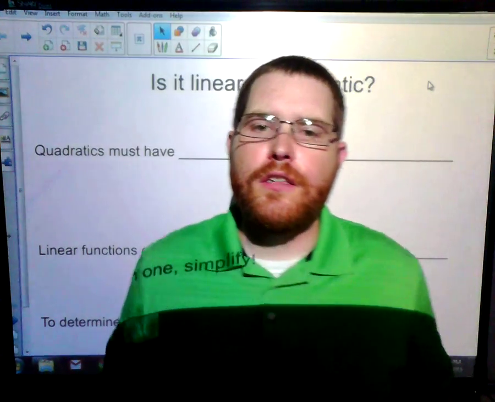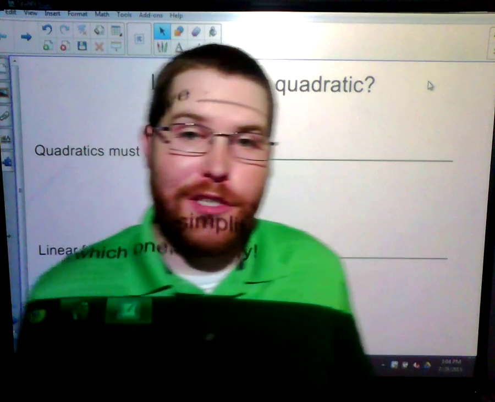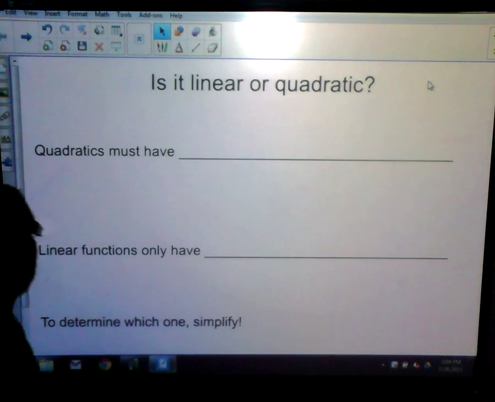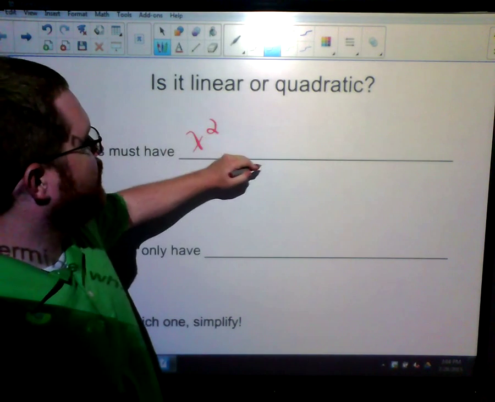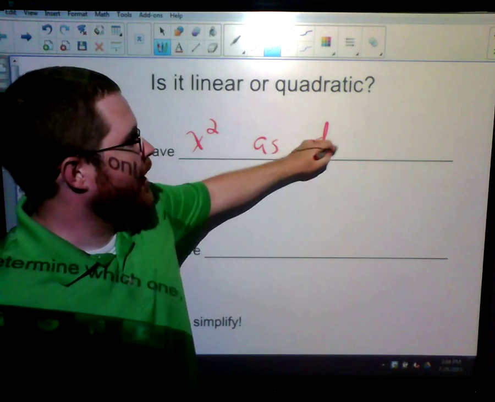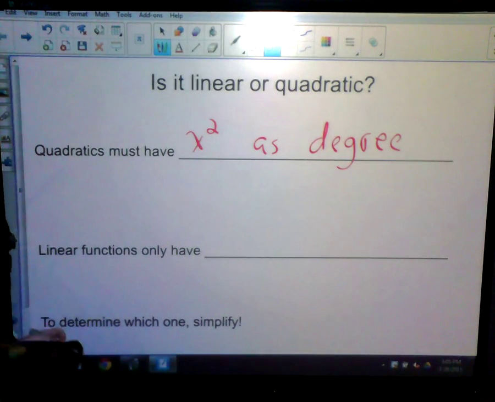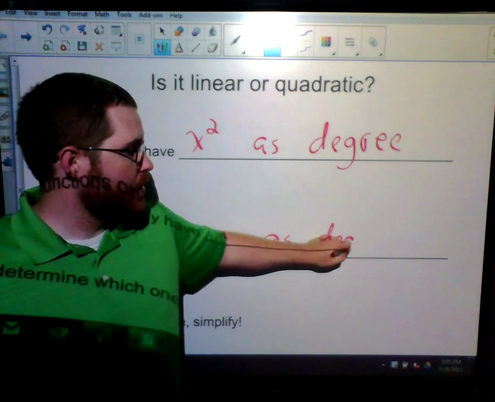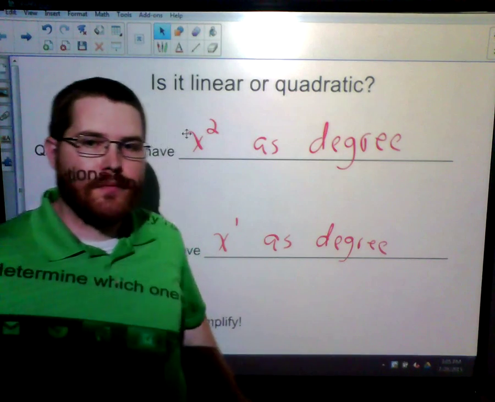Hey guys, today we're going to talk about quadratic regression and quadratic factoring, one of the most important things we do this year. So let's talk about the difference between linear and quadratic. Quadratics must have x squared as their degree. The highest power must be x squared, whereas linear functions only have x as the degree. So in other words, only x to the first, only a first degree.